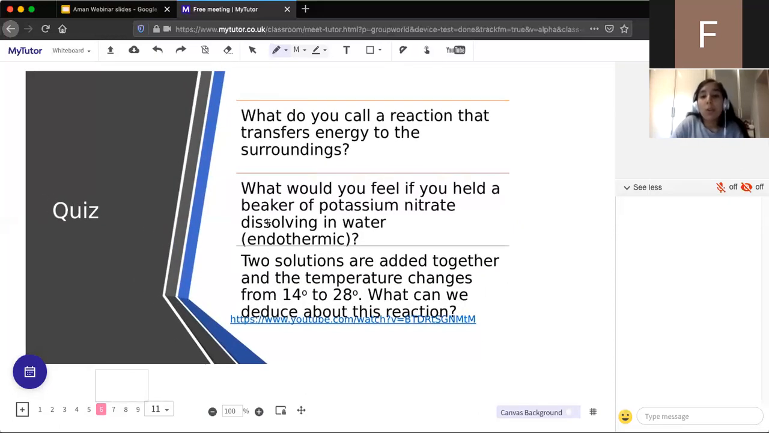Okay, so a quick quiz then. What do you call a reaction that transfers energy to the surroundings? So which reaction transfers energy to the surroundings?